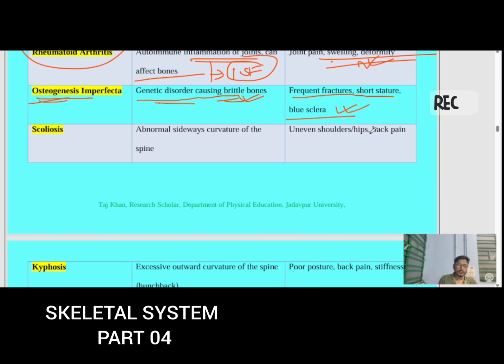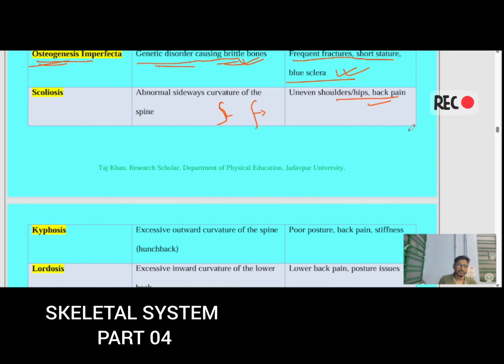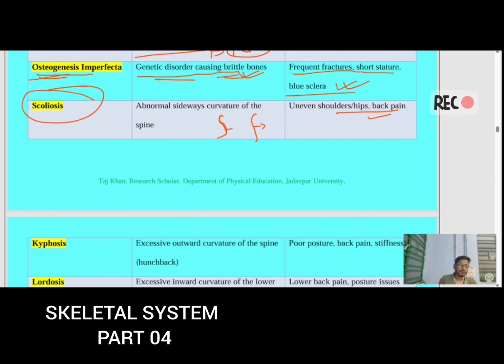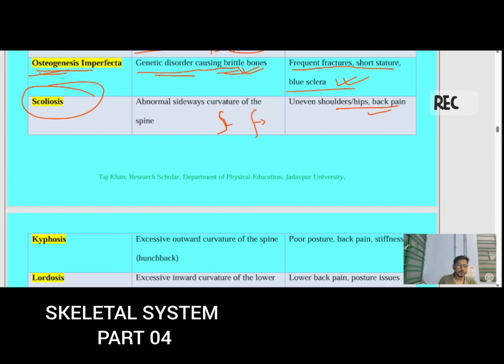Okay, scoliosis, kyphosis and lordosis. Scoliosis is a sideways curve, like a C shape. That is scoliosis, with uneven shoulders and hips and back pain. It is a very common disease.